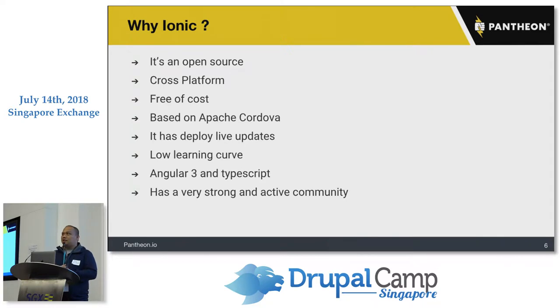It's based in Apache Cordova. Apache Cordova is really huge, that a lot of cross-platform frameworks are using it, PhoneGap is using it, and a lot of them. So it has deploy live updates. Like for example, you've already application in your Google Play, and then you have some updates. You don't need to apply again for submission of your application and wait for another 2 weeks before it gets rolled out. You just need to push your live updates and anyone that uses that application will receive those updates. So that's actually one of the best things that I like with Ionic.